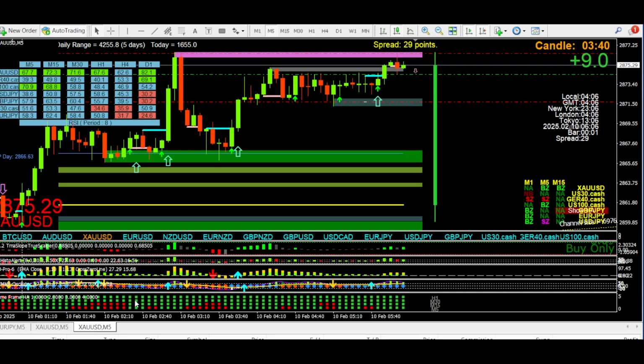Now, what I like to do really is never take the first one because that could repaint. You know, we talked about this in a previous video. Aim for the second or third one. And it's still a work in progress, this thing. But that green arrow, look at that price shoot up there.